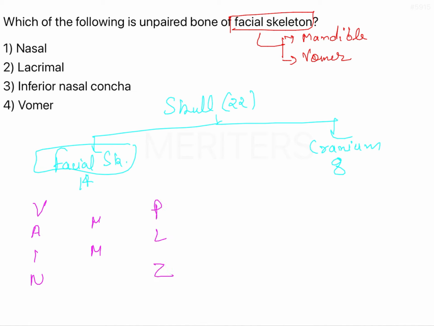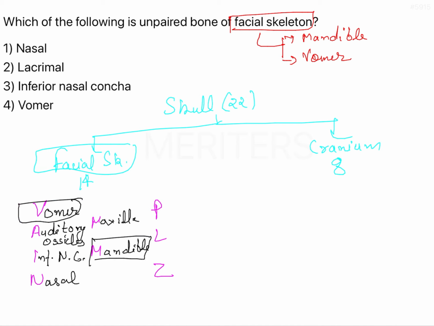Now what are the bones here? V stands for vomer, A is auditory ossicles, I is inferior nasal concha, N is nasal bone, M is maxilla, another M is mandible, and mandible and vomer are unpaired, the rest all are paired. P here stands for the palatine, L is your lacrimal, Z is your zygomatic bone.